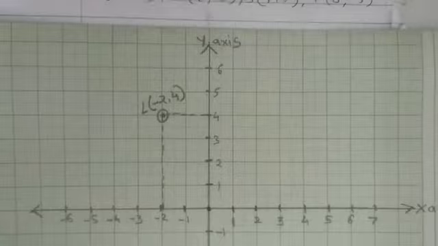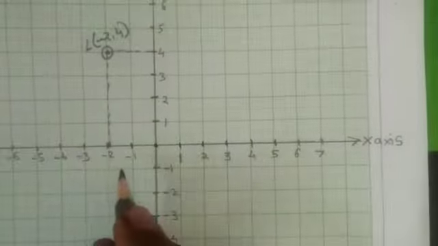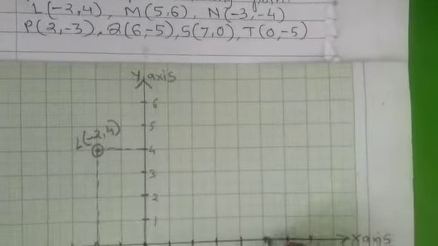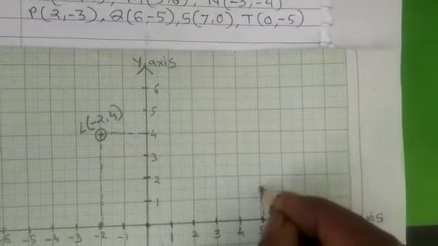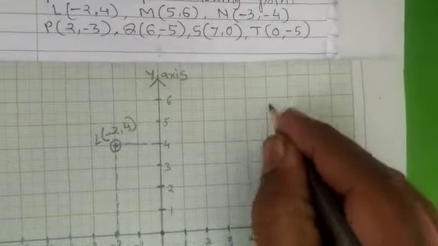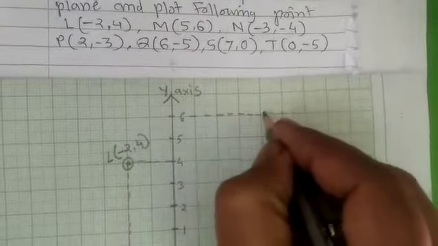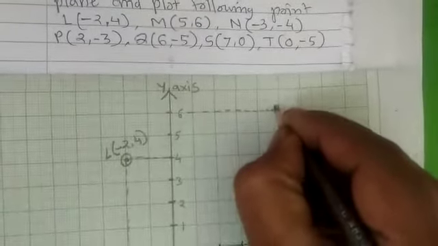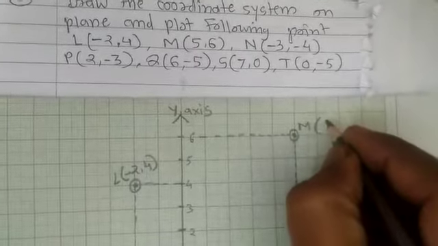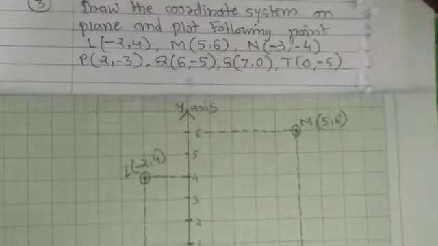Okay. The next point is (5, 6). X coordinate 5, y coordinate 6. So on the x axis, where is the 5? This is the 5. And y coordinate 6, so go to the upper side. Just give a dotted line up to the 6. And from 6, just give a dot and label M (5, 6). After that, N (-3, -4).